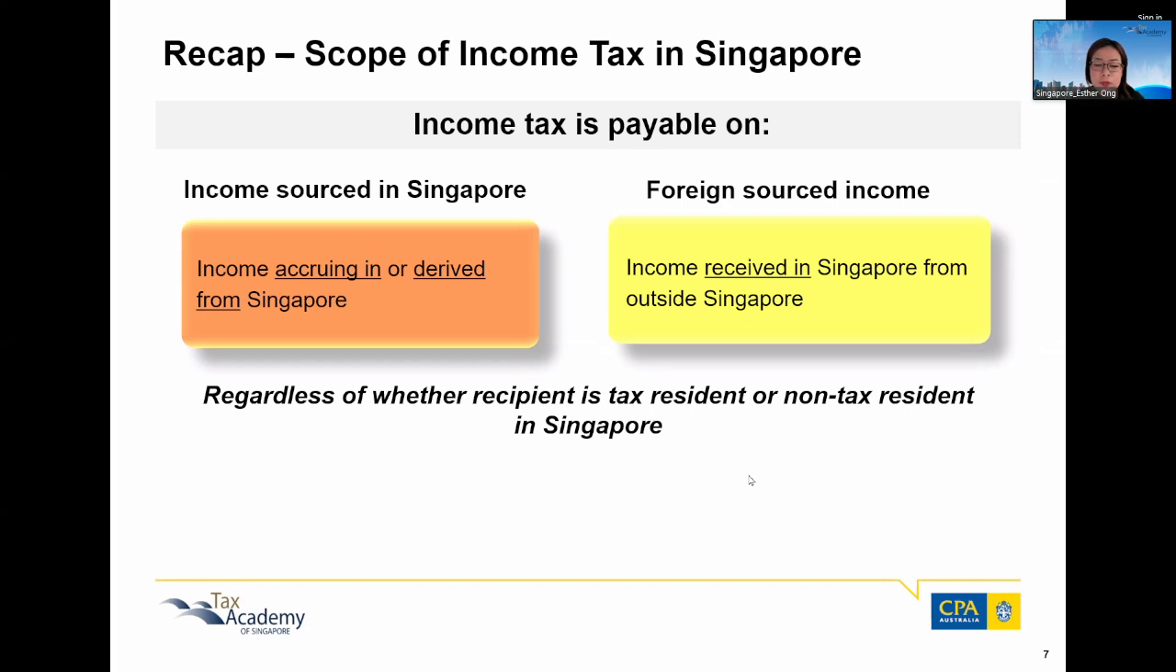The first basic concept is the scope of income tax in Singapore. To recap, Singapore adopts a territorial tax system. So this means that only income sourced in Singapore will be subject to tax in Singapore. Then for foreign source income, it will only be taxable in Singapore if the income is received in Singapore. And this basic scope of income tax rule will be applicable whether the person is tax resident or non-tax resident in Singapore.